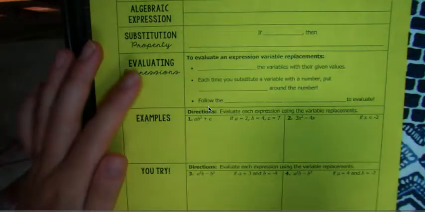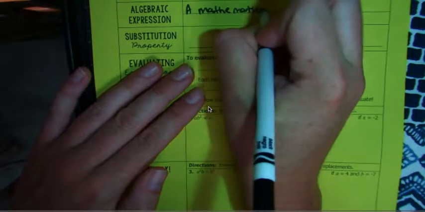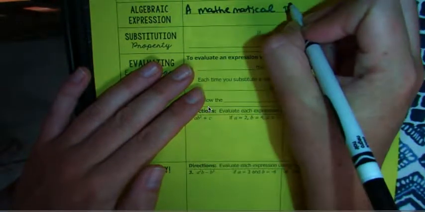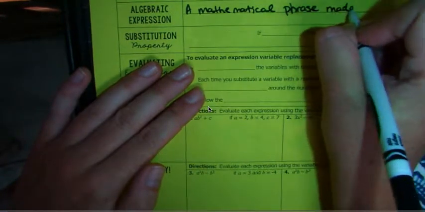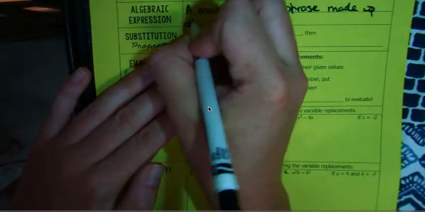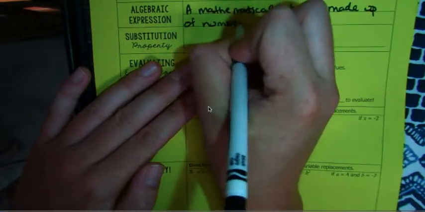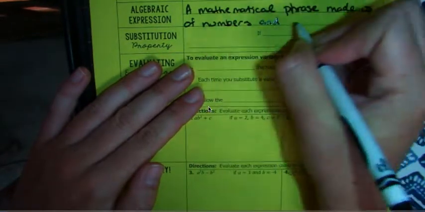So an algebraic expression is just a mathematical phrase, oops, I can't spell phrase, made up of numbers and variables.